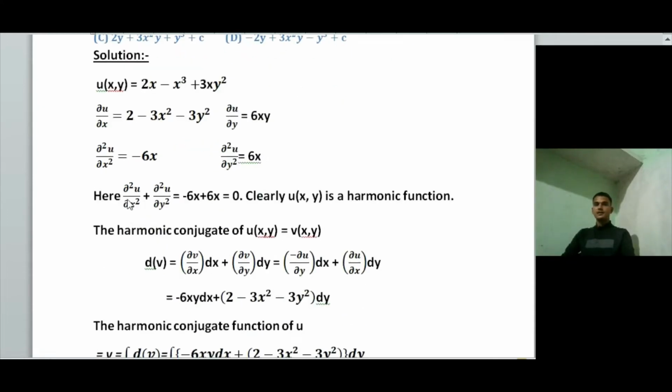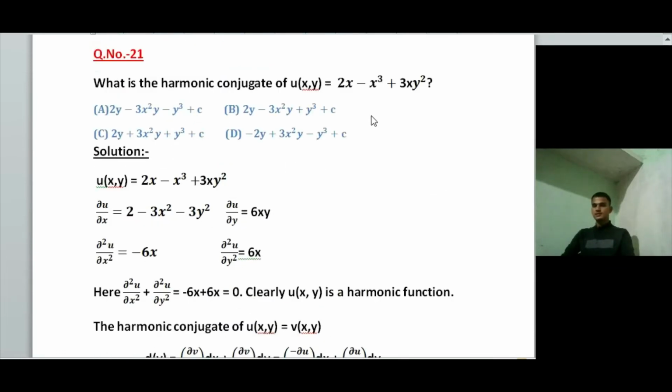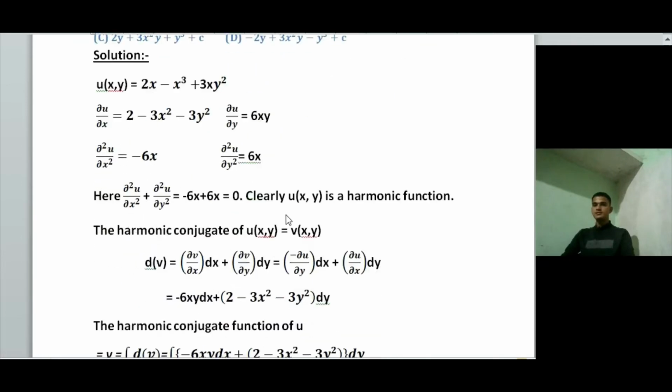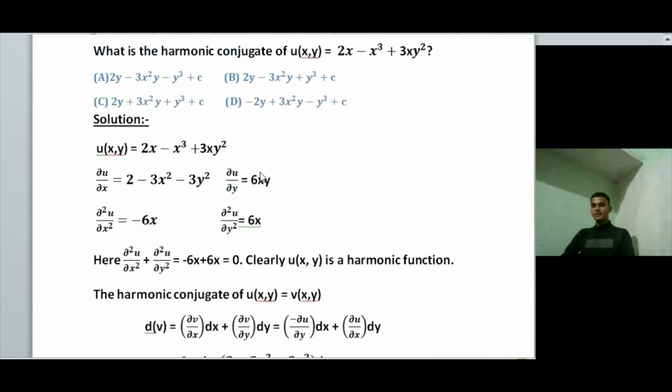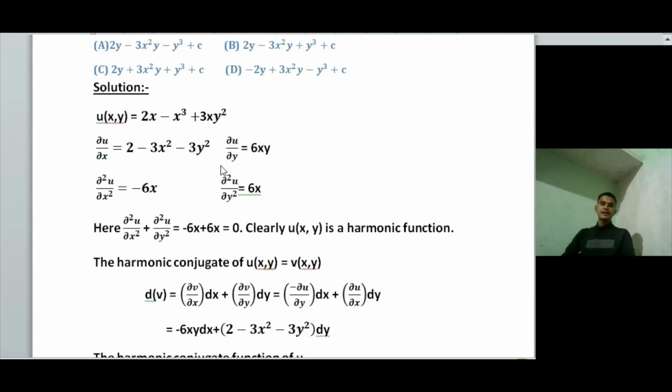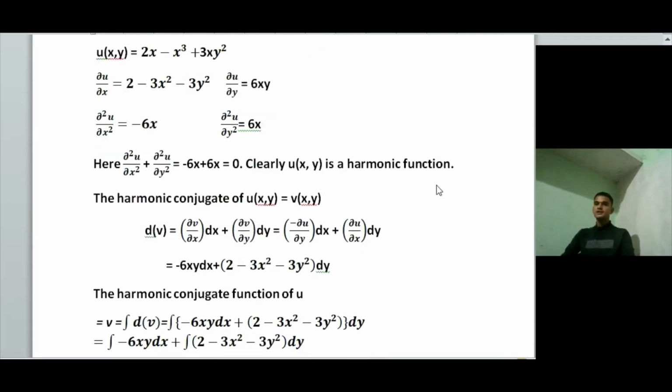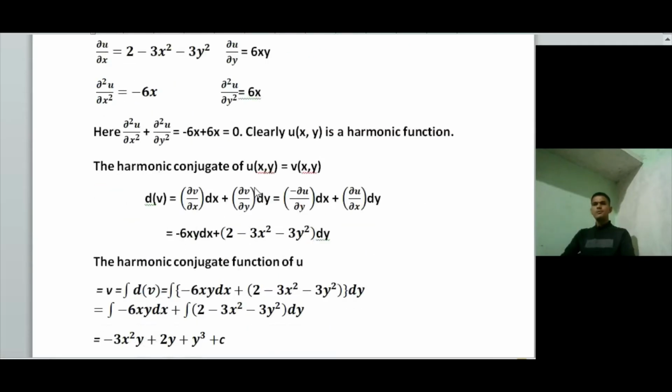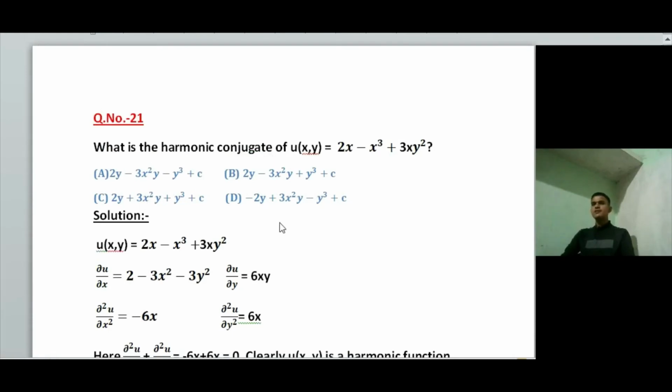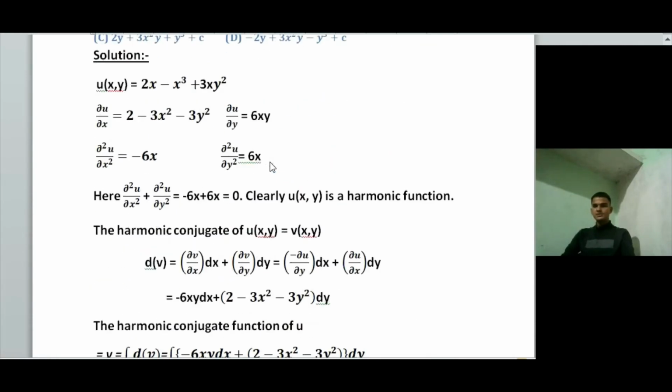Then we have to check it here. We will add this 2, obviously by adding this we are getting 0. So this function is satisfying the Laplace equation. So this function is a harmonic function. Clearly u(x,y) is a harmonic function. We have to find out here in this question the harmonic conjugate function of u(x,y).